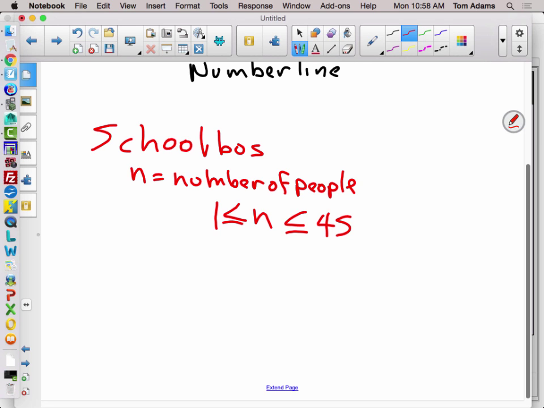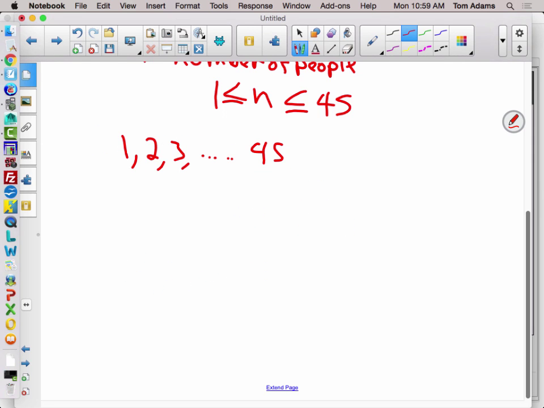Now, these are inequality symbols. And it represents a set of solutions. And I could graph this, and it's a lot better than saying, well, how many people could be on the bus? Well, it could be 1, or it could be 2, or it could be 3, all the way to 45. So before we move forward, let's talk about that.